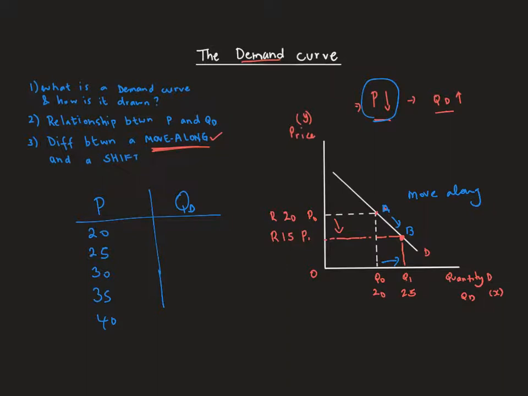As we know, the law of demand states that as the price increases, quantity demanded should decrease. So let's say we're consuming 20 units, but as the price increases, our quantity demanded gets smaller, or decreases, to 15. At price 30, we're consuming 10 units, 35 drops to 5 units, and at 40 Rand, we'll consume no product because it becomes too expensive.